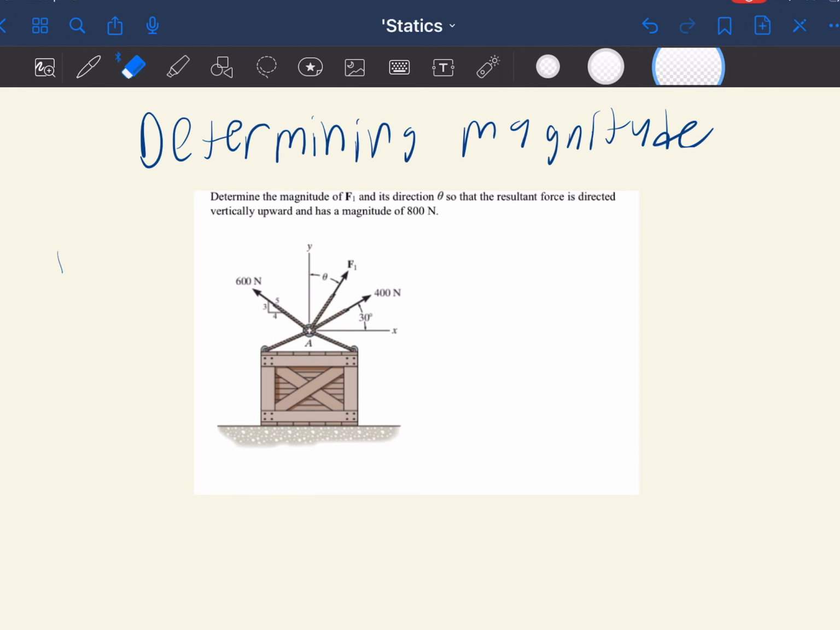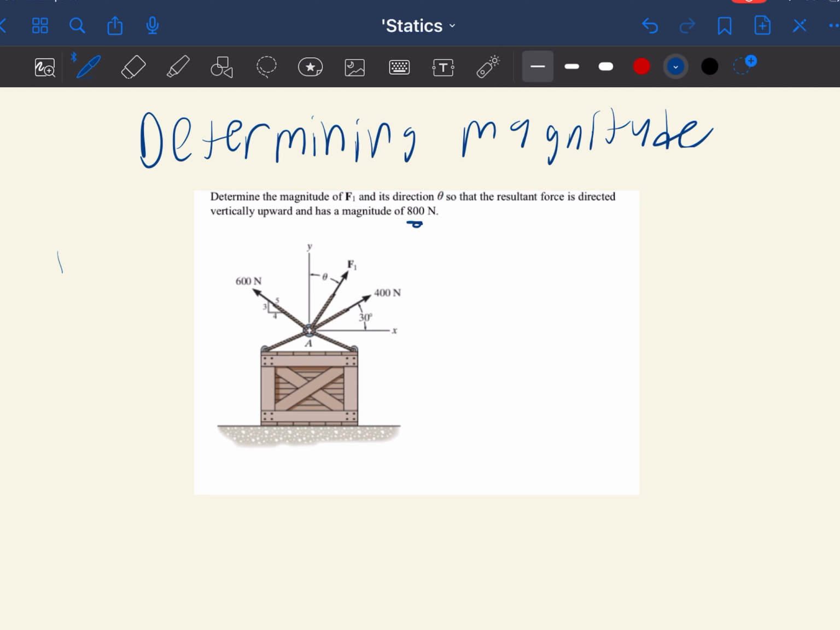Hello, everyone, and welcome to this next episode of Statics, where we're going to be determining the magnitude of a fairly basic force and the angle at which it acts. So this question essentially asks, there's a force F1 acting in a direction theta, and it wants to know what that direction is and what the force has to be so that the magnitude is equivalent to 800 newtons.